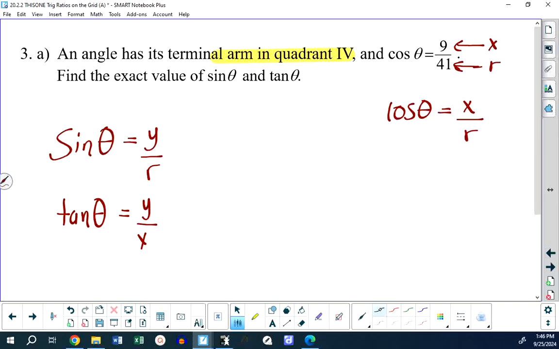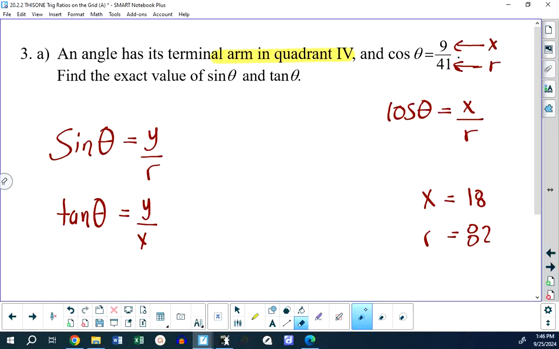And I just want to touch on one little thing here because some top-end students will start questioning what they're doing. Do I know for sure that x is 9 and r is 41? No. Maybe x is 18 and r is 82. It's the ratio of the things that matter. If you use 18 and 82 and you find y, then you will get numbers twice as great for y and r, and it'll reduce down to what you would get if you just chose 9 and 41.